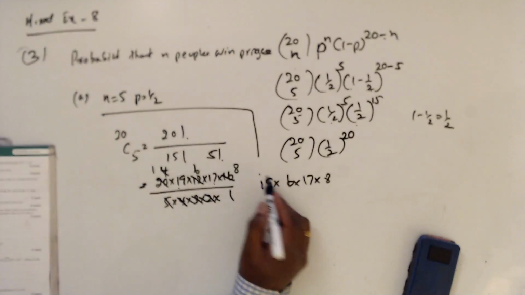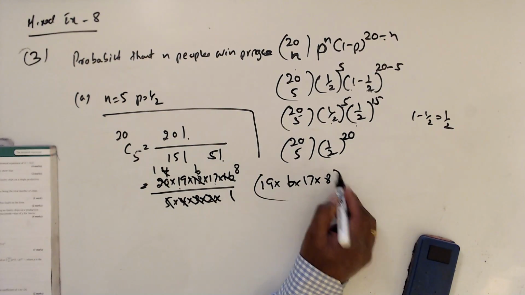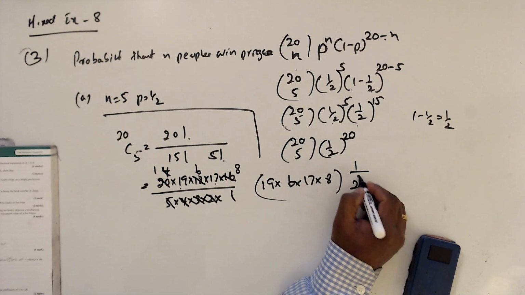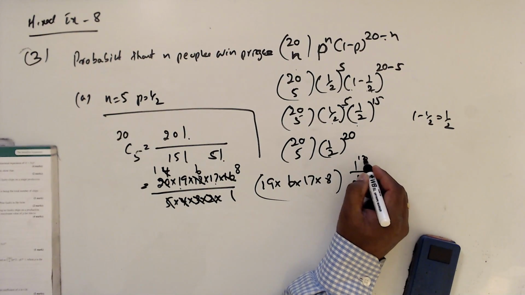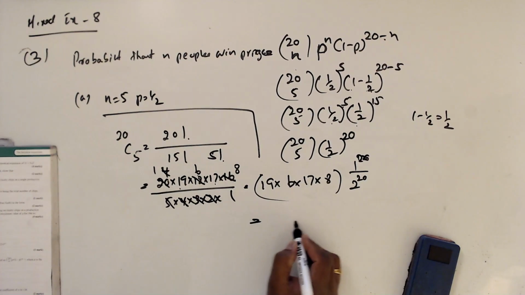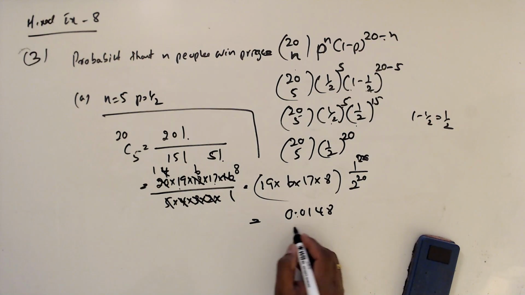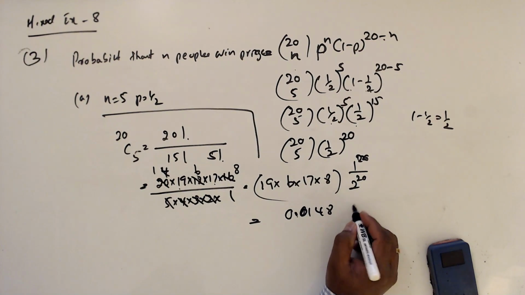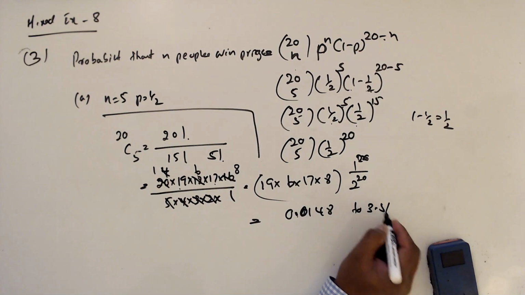So this is the 25, and this is 1 over 2 to the power 20. 1 to the power 20 is 1. So this is the answer. We have to work out this, so this is 0.01428 to 3 significant figures.